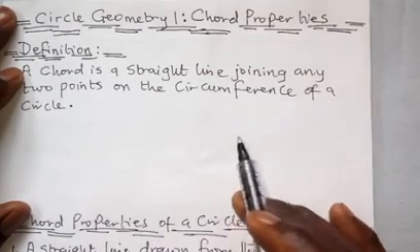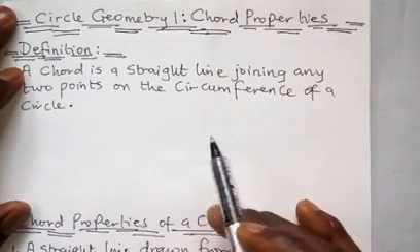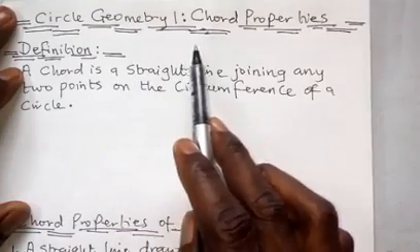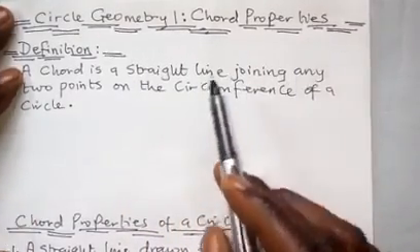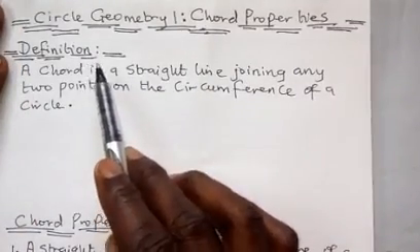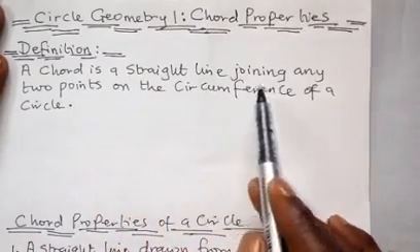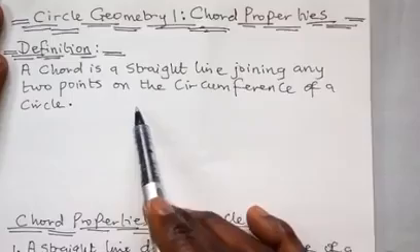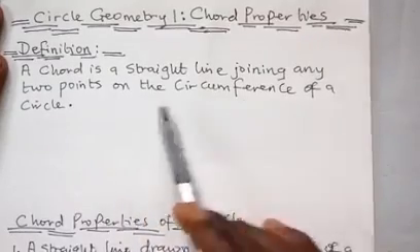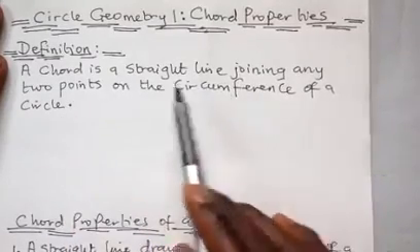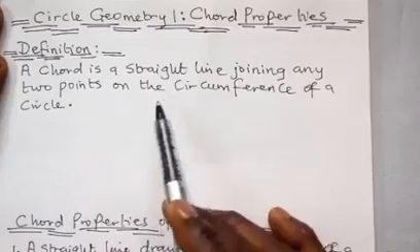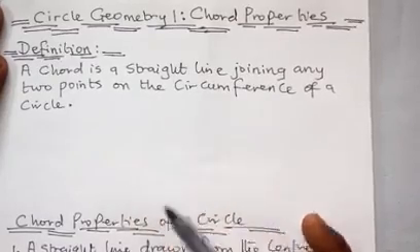So now let's get into what we are doing today. Circle geometry 1, chord properties. Now, what do we mean by a chord? A chord is a straight line joining any 2 points on the circumference of a circle. That's what a chord is. A straight line that is joining any 2 points on the circumference of a circle.